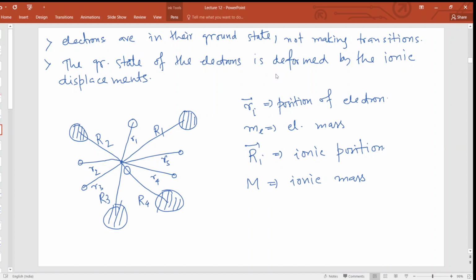So let us first define a few entities here. On the left-hand side you can see there are several coordinates mentioned. Small r_i denotes the position of an electron, and m_e is the mass of an electron. Capital R_i is the position of the ion, and capital M is the mass of the ion. These electrons and ions are distributed, and there will be a large number of electrons, so that's why we have a large number of R also here.